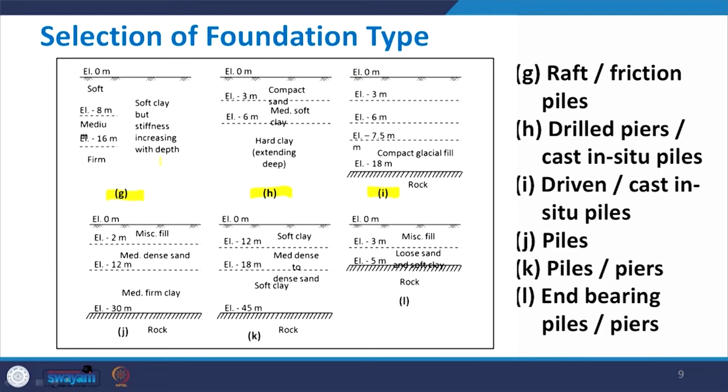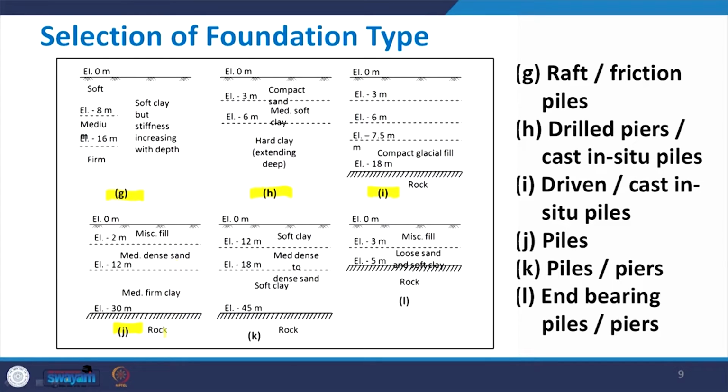Then you have another situation where you have 3 meter, 6 meter and then going, and then gradually you have compact glacial fills. So, the conditions are not good. So, in that case again the pile foundations, driven or cast-in-situ piles, are required. Wherever you do have the rock, in this case J, on top of the rock you have miscellaneous fills, dense sand and firm clay.